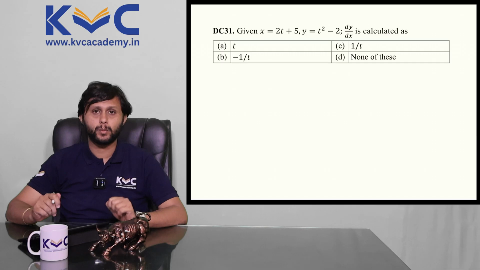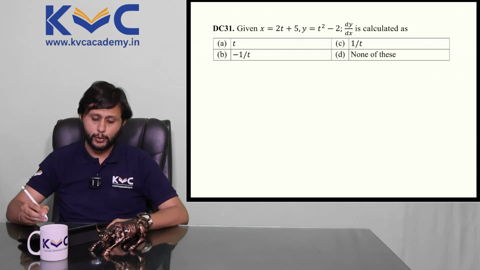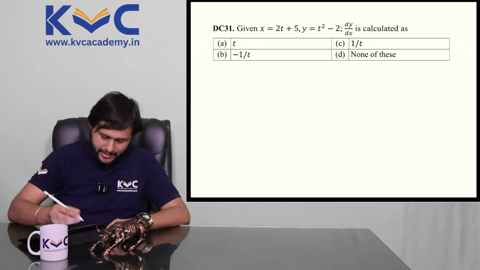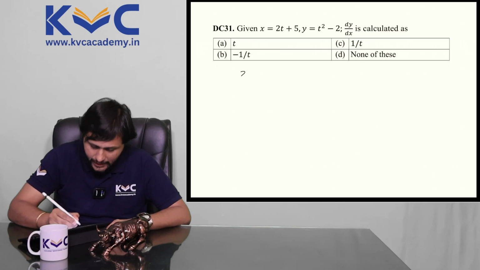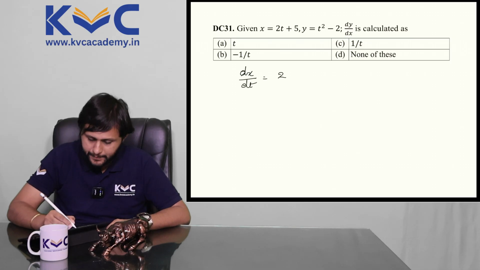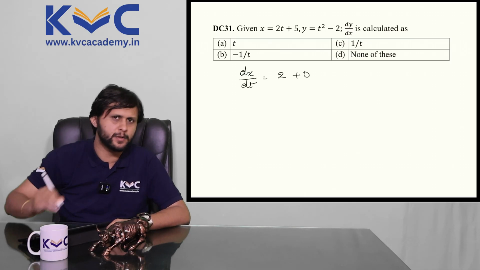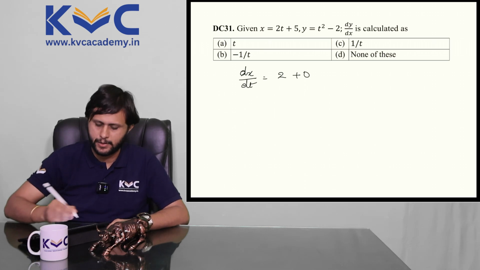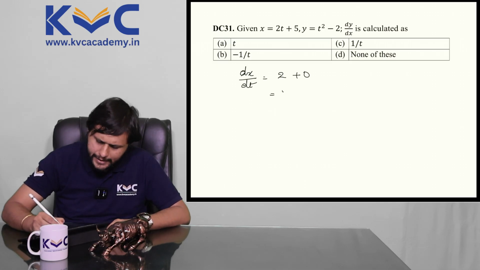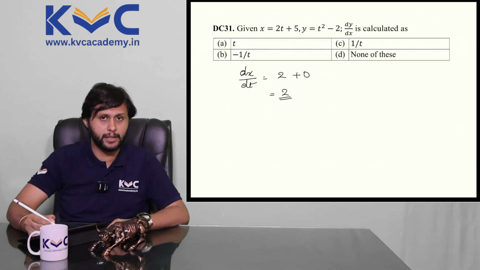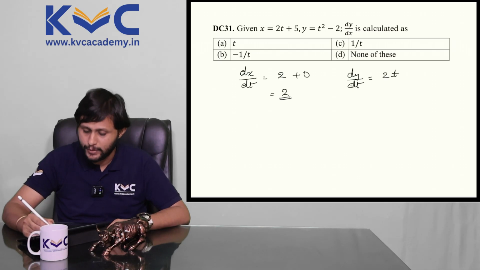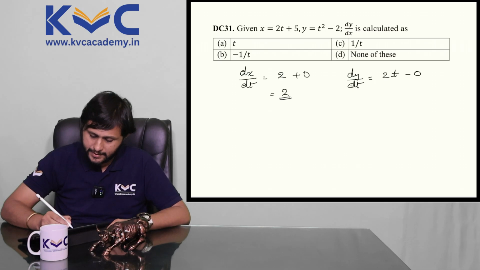Question number 31. x is equal to 2t plus 5, y is equal to t square minus 2. So let's differentiate x with respect to t: differentiation of 2t is 2, differentiation of 5 is 0. How is differentiation of 2t equal to 2? 2 is the constant, differentiation of t is equal to 1. If you want, I'll write that also. Final answer is just 2. Now I'll take differentiation of y with respect to t. Differentiation of t square is 2t, and differentiation of minus 2 is 0.